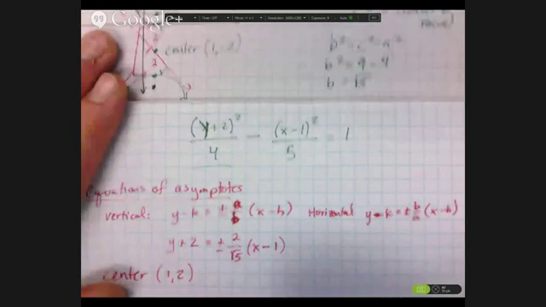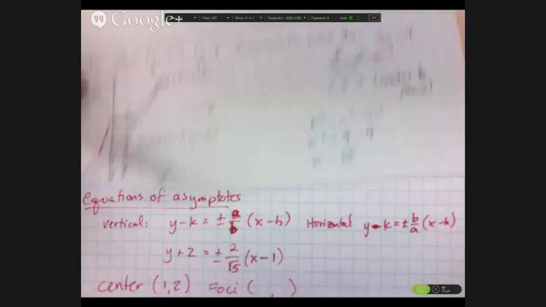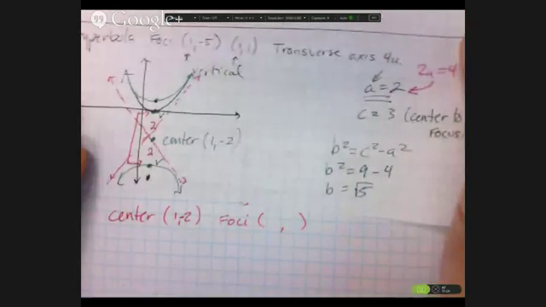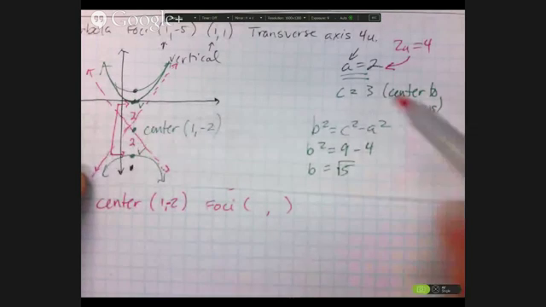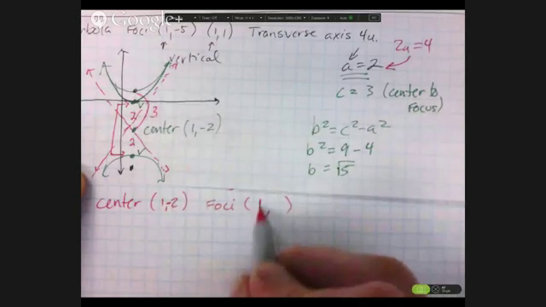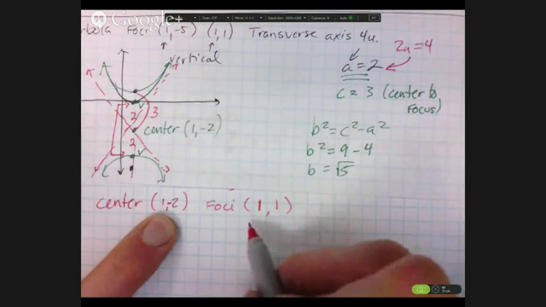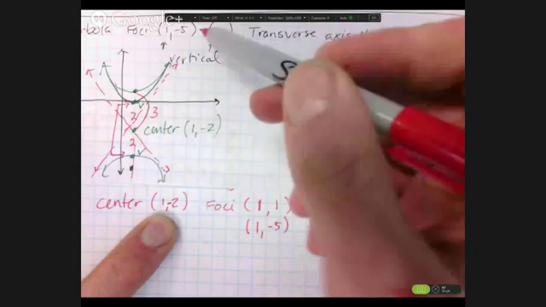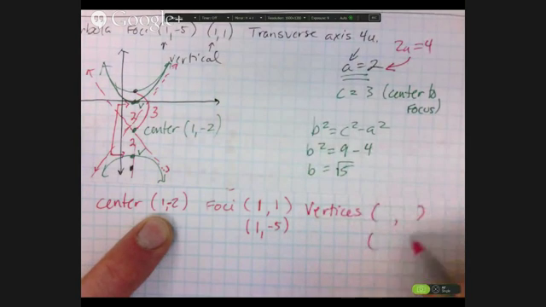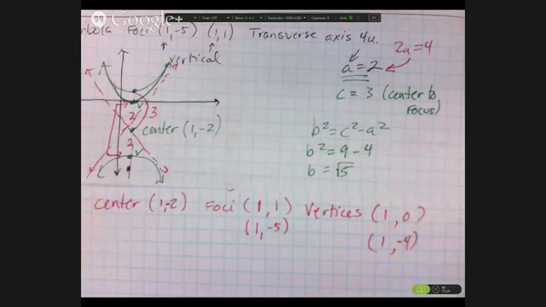Just to finalize this one, we kind of struggled with ellipses. If the center is 1, negative 2, what are the foci? C is 3, correct? What do I do with the x value? Stays the same because we're vertical. I add 3 and I subtract 3. So 1, 1 and 1, negative 5. That was a given in the problem, but I'm working backwards on you. And the vertices, again, x values are the same. Add 2 and subtract 2. That's the value of A.